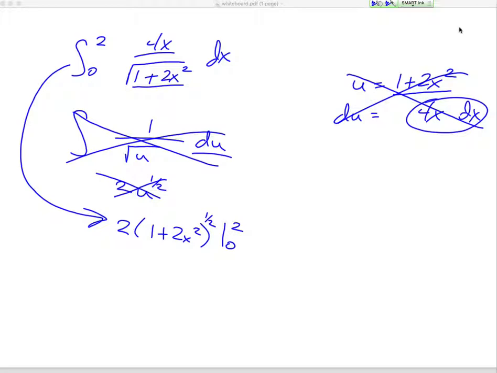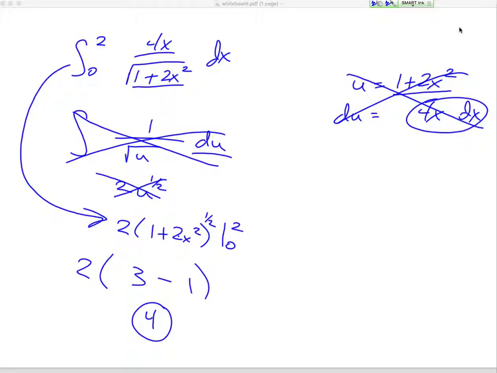All right, so I'm going to leave the 2 out front. I plug 2 in, so that's 4 times 2 is 8, plus 1 is 9, and the square root of 9 is 3. I plug 0 in, so that's 1 plus 0 is 1. The square root of 1 is 1, so we end up with 4. Not too bad at all.